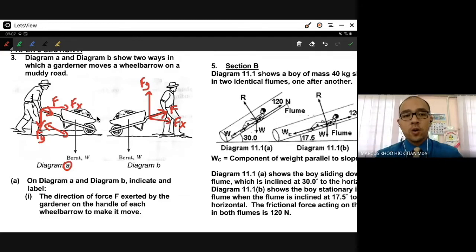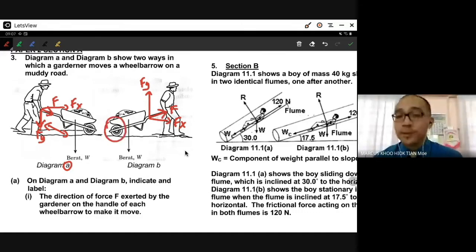That's why kalau orang yang pakai kereta sorong dan dia tolak bahkan, dia akan rasa sangat penat tau, because you have to fight against the weight to push the thing forward. In actual reality, according to physics lah, pulling is better, because you are reducing the weight, you're reducing this one. Cuma tarik lagi senang.